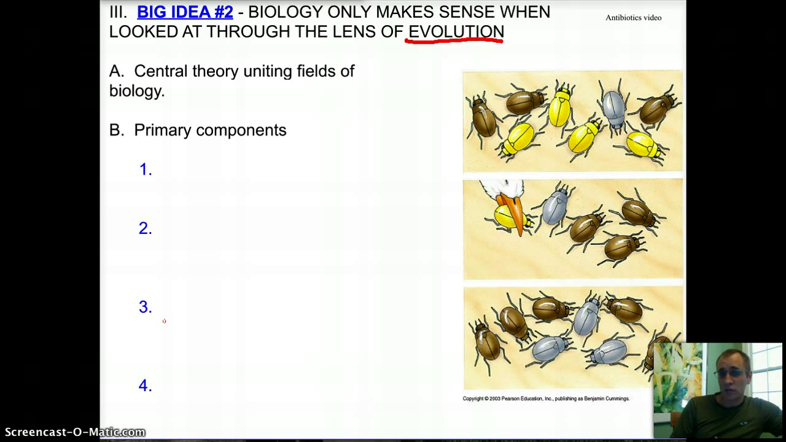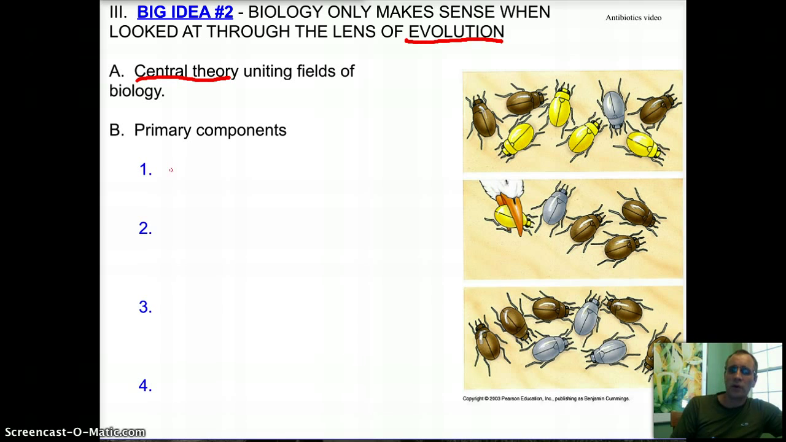We need to understand natural selection because a lot of what we see in biology doesn't make sense unless we understand how natural selection works. Okay, so this is one of the central unifying theories of biology and exceptionally important. We'll be talking about it all the time. Okay, so let's talk about the primary components of this.